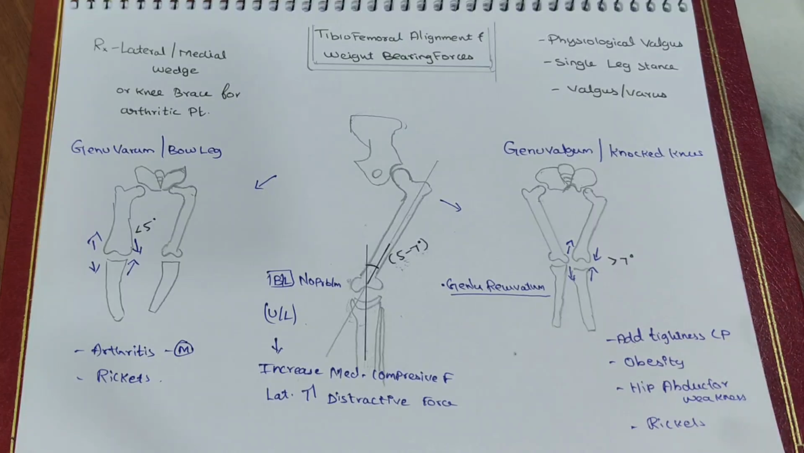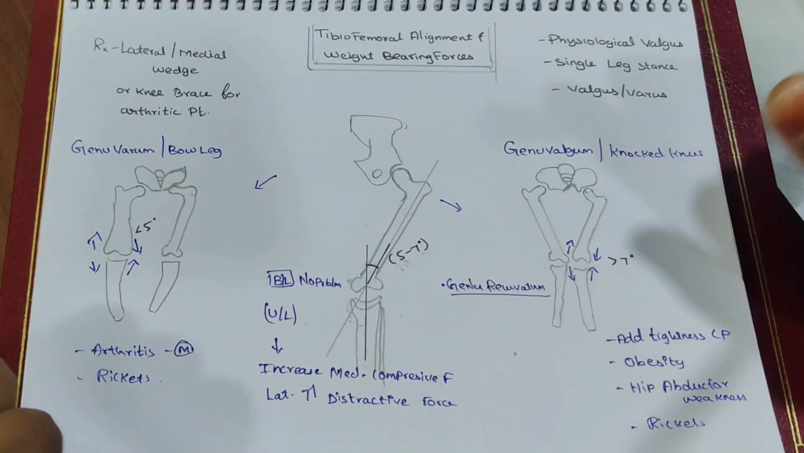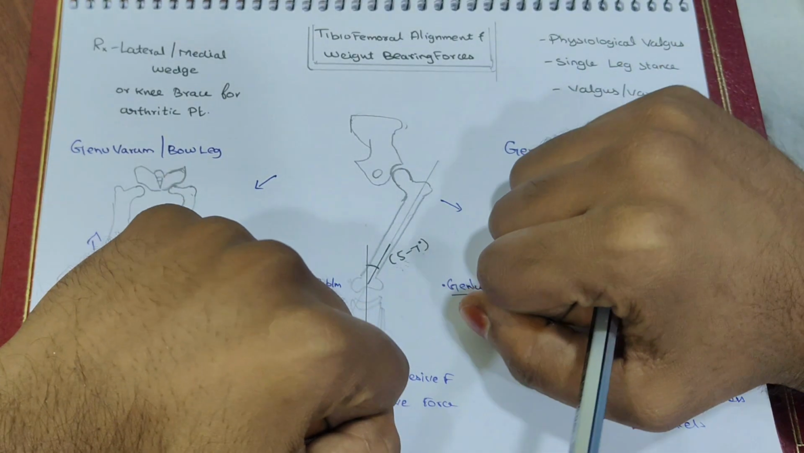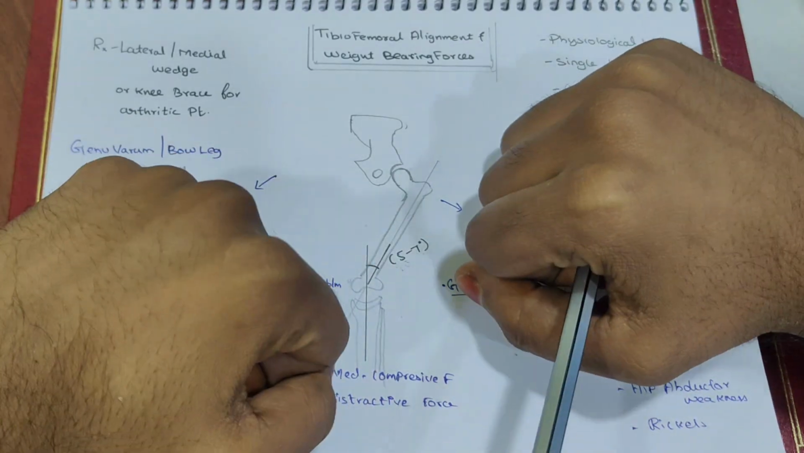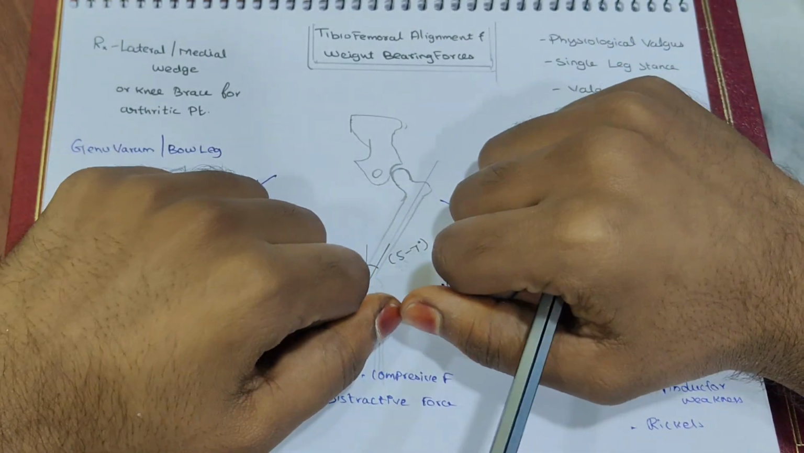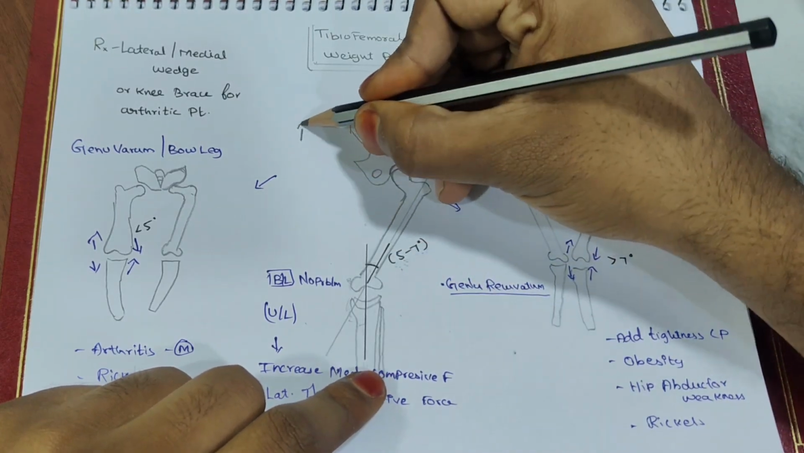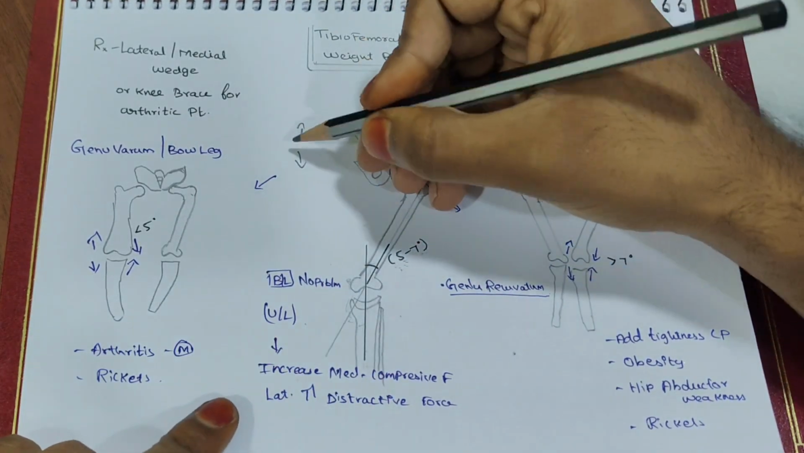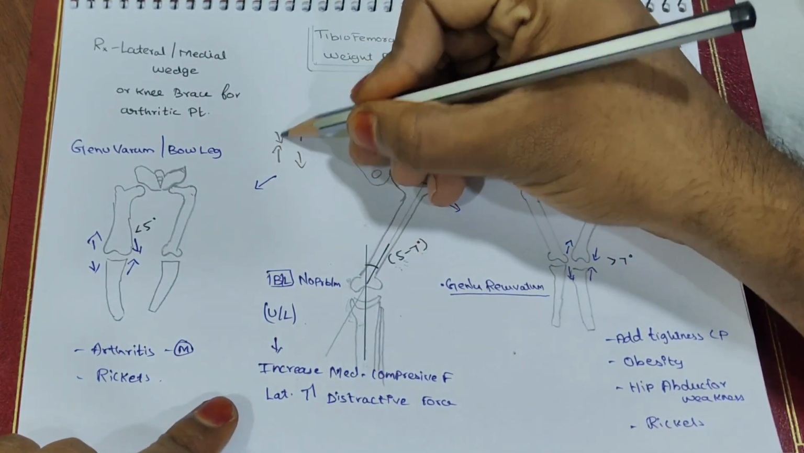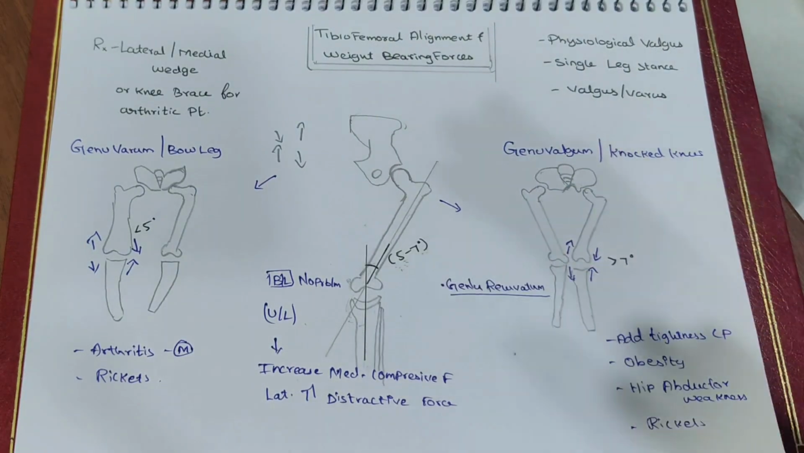Compressive force means the two sides are getting closer, getting towards each other. In distractive force, they are getting away from each other. See, this is distractive force, getting away. Compressive force, getting together. This is known as distractive force and compressive force.